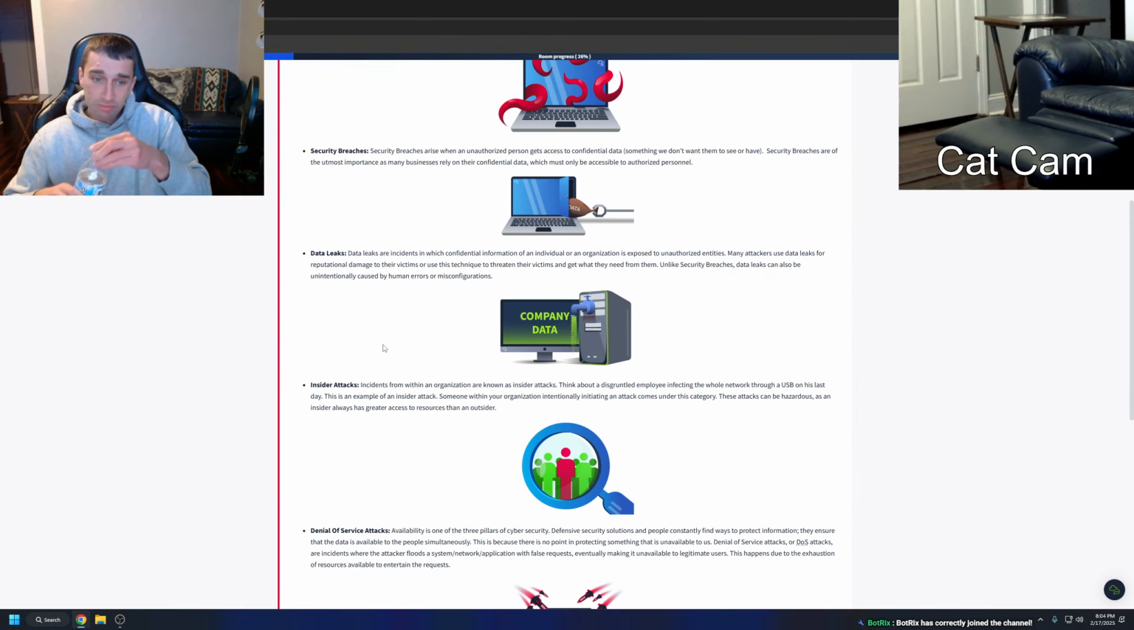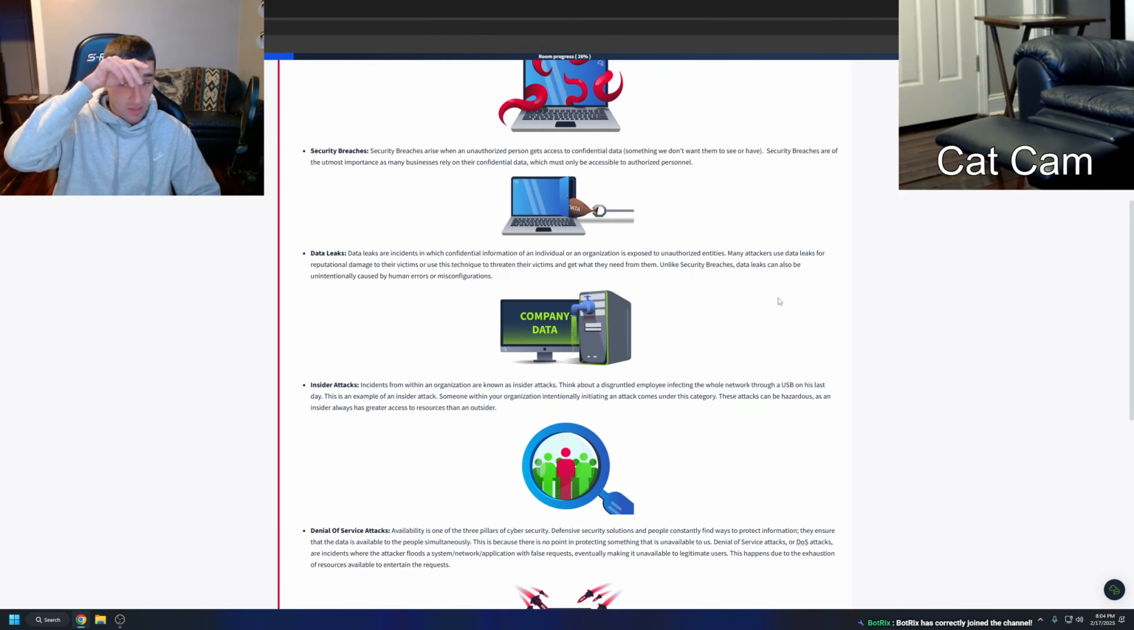Data leaks. Data leaks are incidents in which confidential information of an individual or an organization is exposed to unauthorized entities. Many attackers use data leaks for reputational damage to their victims or use this technique to threaten their victims and get what they need from them. Unlike security breaches, data leaks can also be unintentionally caused by human errors or misconfigurations.